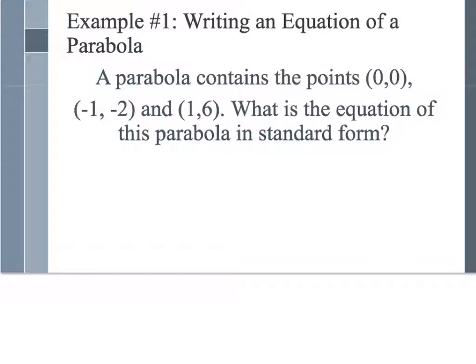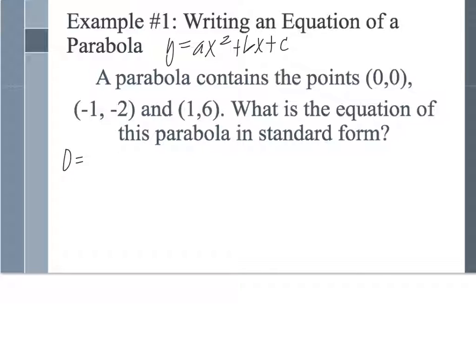So what we need to do here is first go back and talk about standard form. Remember, standard form is y equals ax squared plus bx plus c. Okay? Now that we have that information, we're going to substitute each of these ordered pairs into the standard form. Now, (0, 0) is going to be fairly easy, right? Because x is 0 and y is also 0.